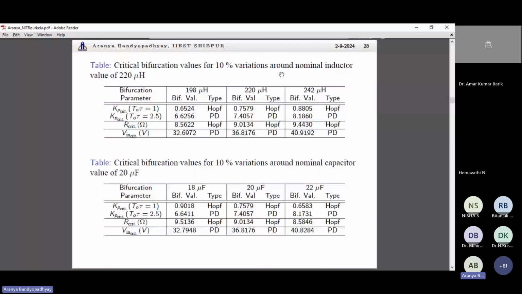Thus, we can make a uniform statement over here. But for the case of a 10% swing around the nominal capacitor value of, say, 20 microfarad, what are we seeing? We are seeing an earlier onset of one type of instability, but a delayed onset of period doubling instability. Now, do you have an appreciation of why your actual practical result often differs so much from your predicted or analytical result?